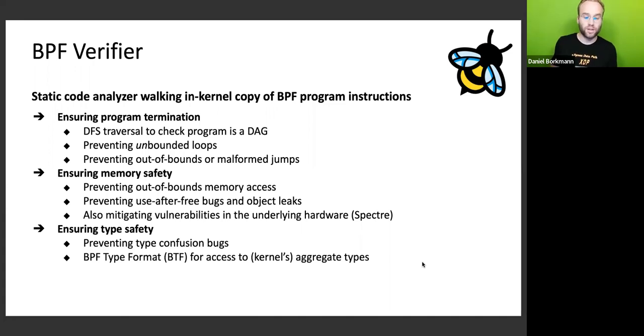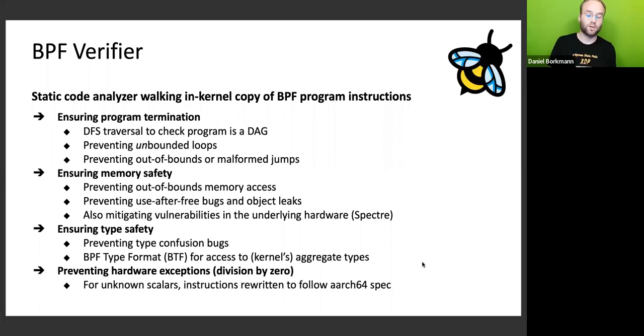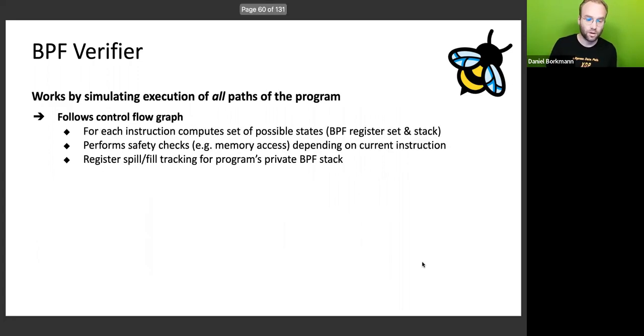The verifier needs to ensure type safety so that you don't have type confusion bugs. And there's also BTF, the BPF Type Format, and it helps in verification around certain accesses of kernel data structures, for example, during the verification process. The verifier also has to prevent hardware exceptions. The best example here is division by 0. It will reject it when it's known at verification time, but sometimes it's not known, then it has to rewrite those instructions.